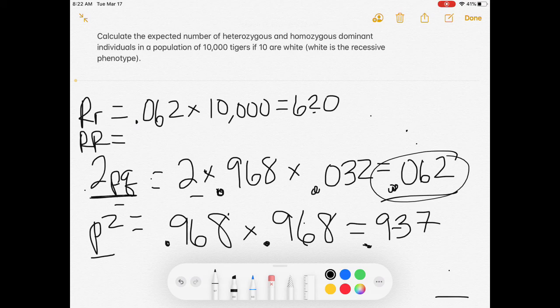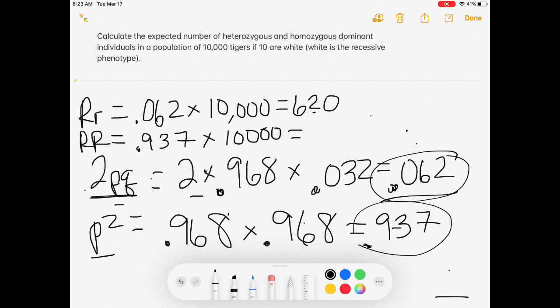As far as our homozygous dominant tigers, we multiply our p-squared number, because remember, p-squared is the frequency of homozygous dominance. So that's 0.937, and we multiply that times our amount of tigers. So multiply that in your calculator, and you should get 9,370 tigers. So since this is what the problem is asking for specifically, I want you to either put a box around your numbers or circle them or something to show me that those are your concluded values.